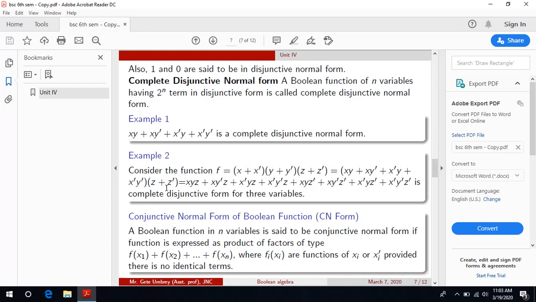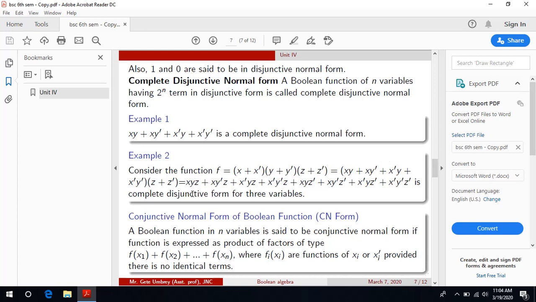Second example: this is a complete disjunctive normal form of three variables x, y, z. So now we have to check whether this Boolean function is in a complete disjunctive normal form. You just have to simplify this expression. Just use the classical multiplication rule to expand this and get the final result. This is the final expression. In the final expression, we see that each term is a product term.